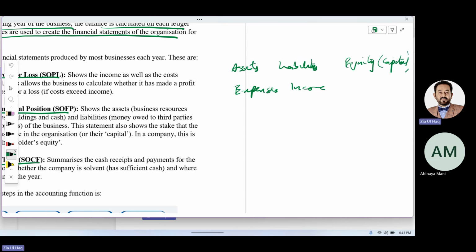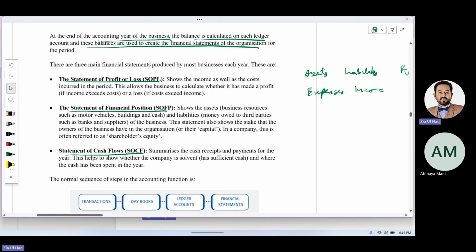Income and expenses are recorded in the statement of profit and loss account. Assets, liabilities, and equity are recorded in the statement of financial position, the balance sheet. And all the cash items relating to these 5 account heads will be recorded in the cash flow statement. The examiner could ask in an MCQ which account heads are recorded in the profit and loss account. Income and expenses will be recorded in the profit and loss account. Assets, liabilities, and equity are part of the statement of financial position, the balance sheet.